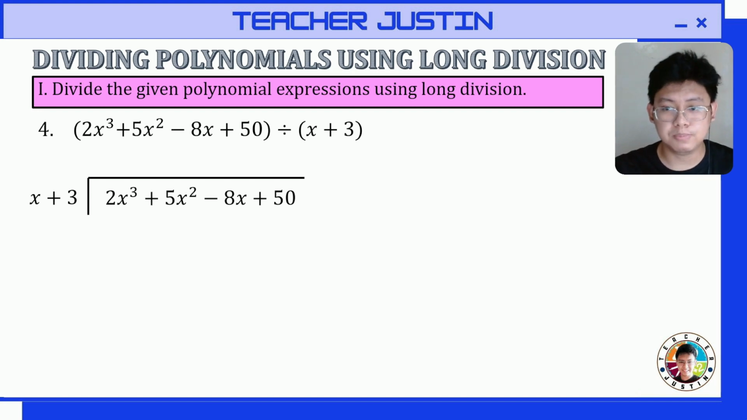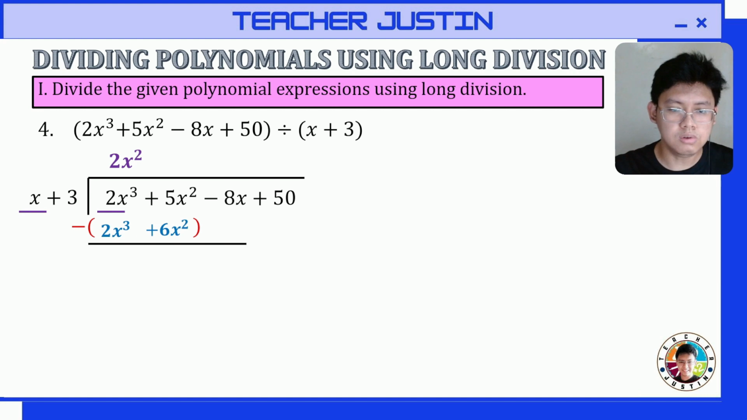Okay, now let's perform the division using long division. We divide the first term by the first term. So, 2x cubed divided by x is 2x squared. Then, multiply 2x squared times the divisor. So, 2x squared times x is 2x cubed. 2x squared times 3 will be 6x squared. Let's subtract. So, we will have 2x cubed minus 2x cubed is 0. 5x squared minus 6x squared will be negative x squared.